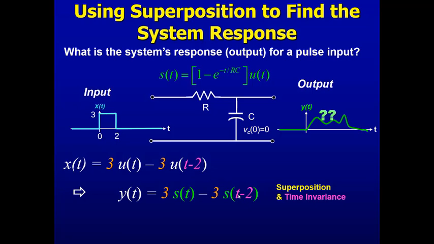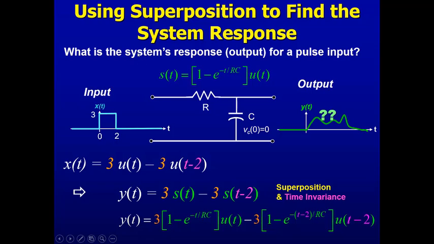Or, writing that out explicitly, 3 times my s(t), (1 minus e to the minus t over RC) u(t), minus 3 times s(t) delayed by 2. So we replace all the time arguments with t minus 2. And this would be the total response of this system to my pulse input.